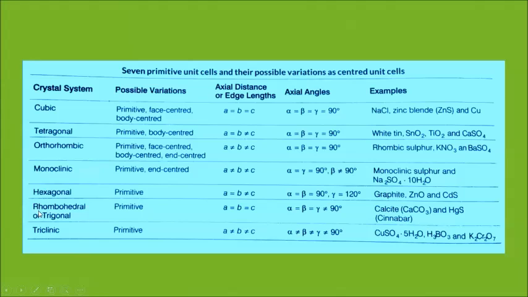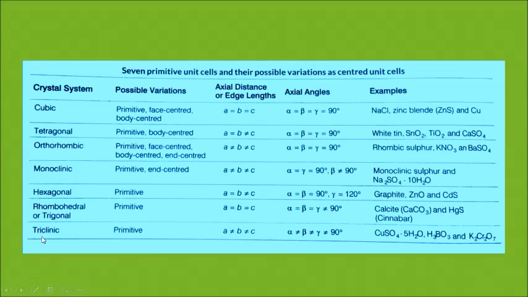The next one is rhombohedral, where we have primitive, and a equal to b equal to c. Alpha, beta, gamma are not equal to 90 degrees. The examples for that one are calcite and cinnabar. These two are the ores of calcium and mercury.